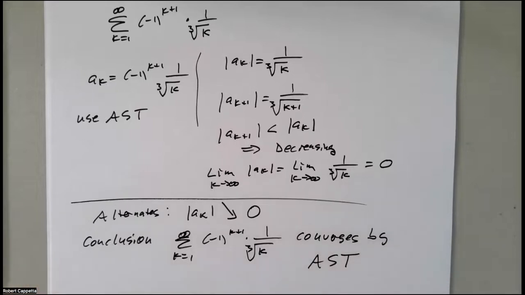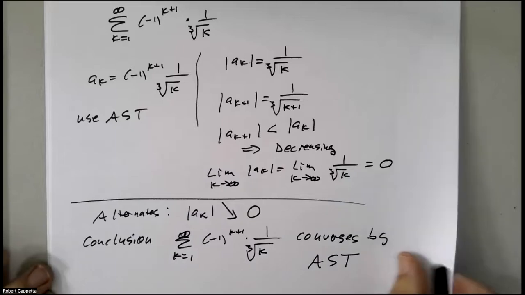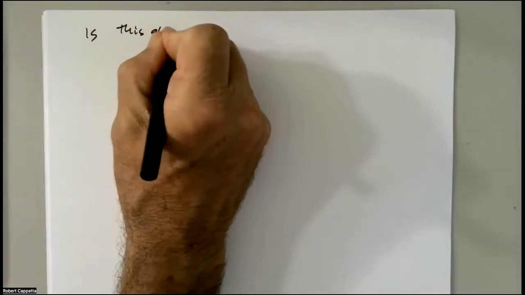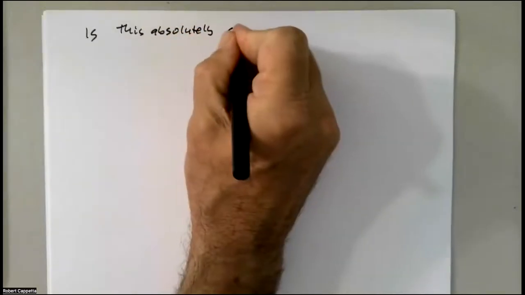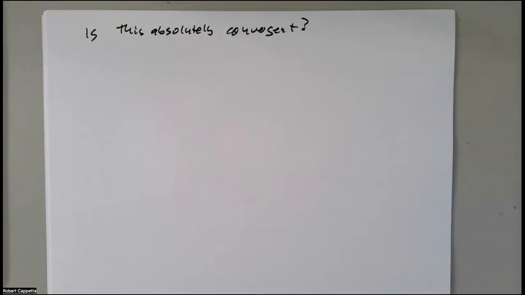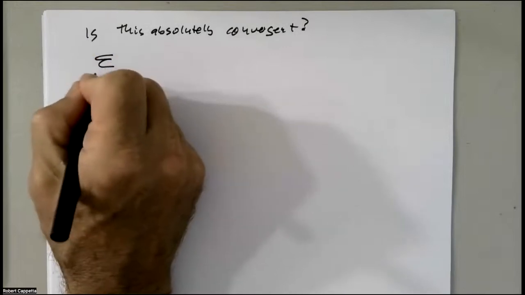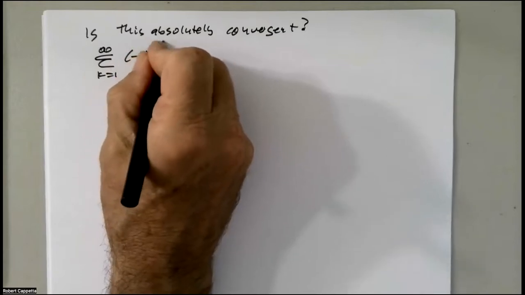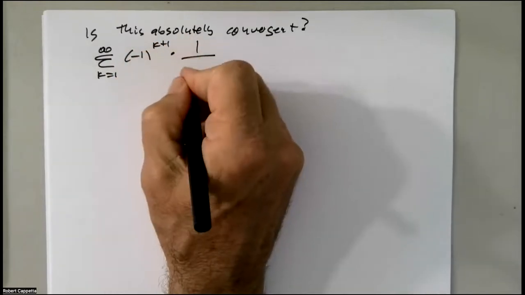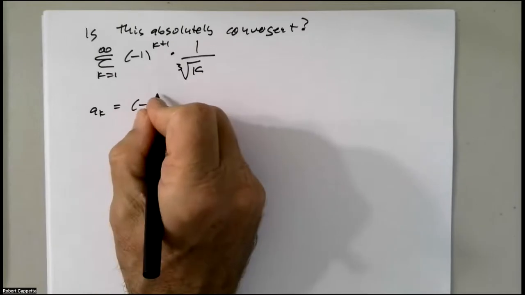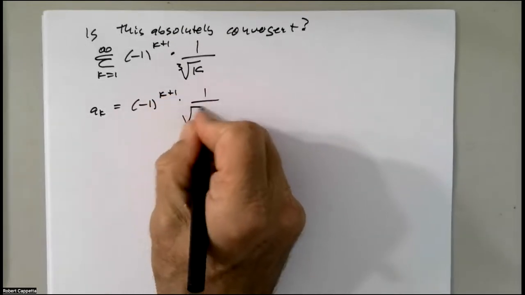Now, is it absolutely convergent? So let's take a look. That's our next question. Is this absolutely convergent? What do you think? Yes or no? What do you think? So I've got the sum as k goes from 1 to infinity of negative 1 to the k plus 1 times 1 over the cube root of k. Excuse me, that's a sub k.